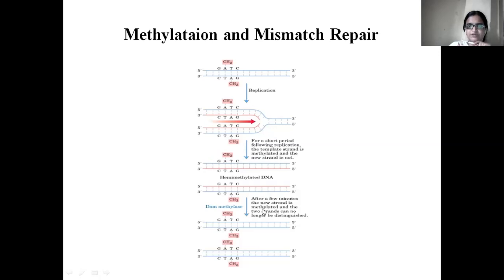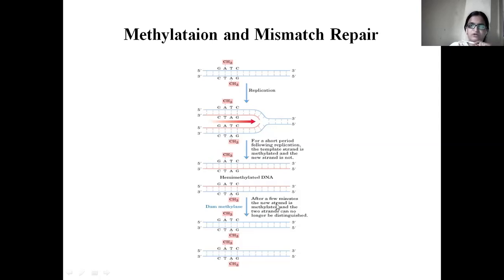Next, after a few minutes, the new strand is methylated and the two strands can no longer be distinguished. So after a few minutes, this daughter strand will also show methylation, and after this we cannot recognize the newly synthesized strand. So there will be a gap of a few minutes between the replication and the methylation, and then the methylase will add a methyl group here. So at the end both the strands will be methylated and we cannot differentiate between the old strand and the new strand.